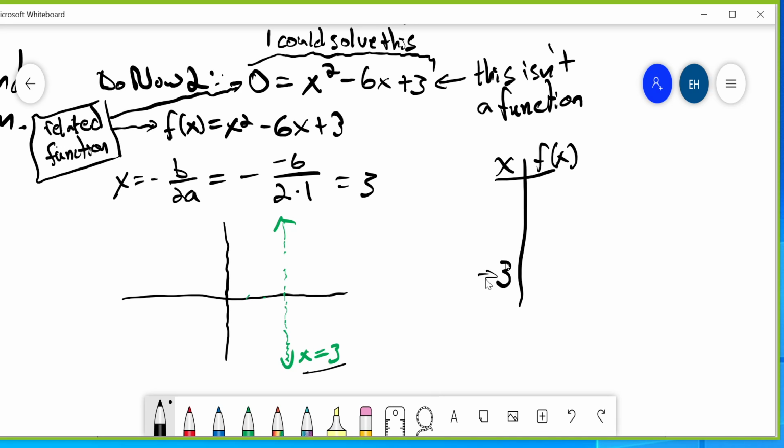So I plug 3 in. 3, so I get 3 squared or 9. Whoa, weird 9. 9 minus 3 times 6 is 18. 9 minus 18 plus 3. 9 minus 18 is negative 9 plus 3 is negative 6. Negative 6 is the y coordinate of the vertex. 3, negative 6 is the vertex. What's another word for negative 6? Yes, the minimum. Thank you.